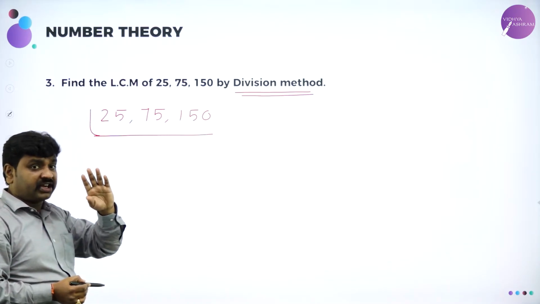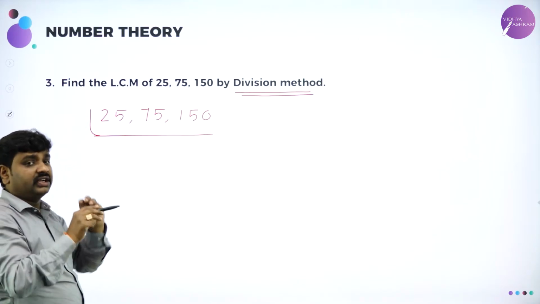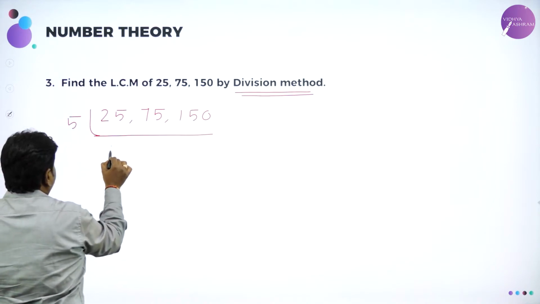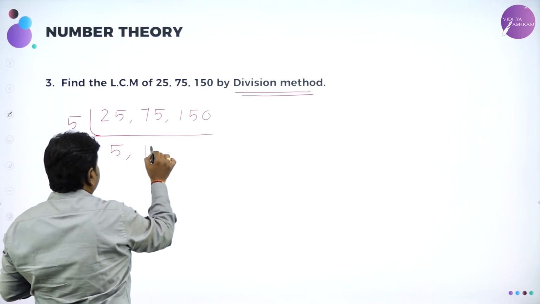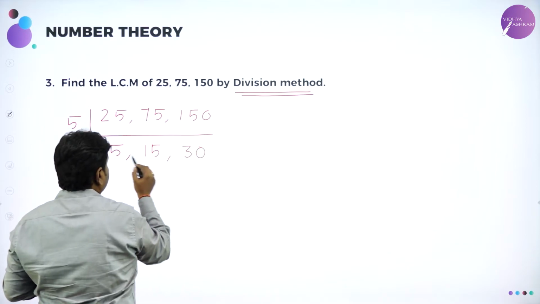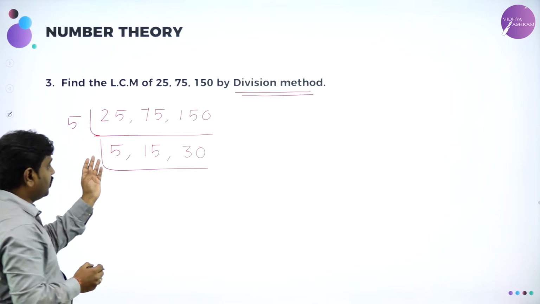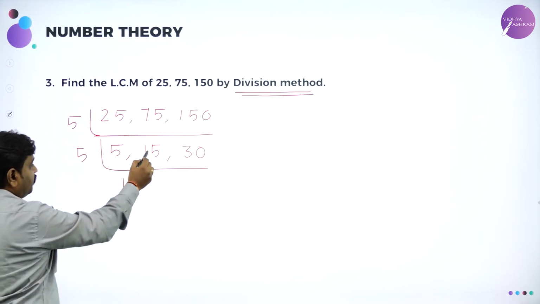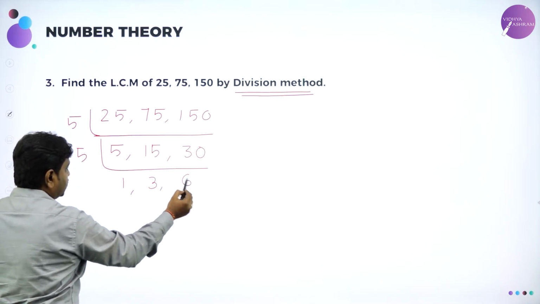You have to take prime numbers as the factors, 2, 3, 5, like that. So all are divisible by 5. I will start with 5. 5 5s are 25, 5 1s are 5, 5 3s are 15, 5 6s are 30. Further all are divisible by 5, 5 1s are 5, 5 3s are 15, 5 6s are 30.